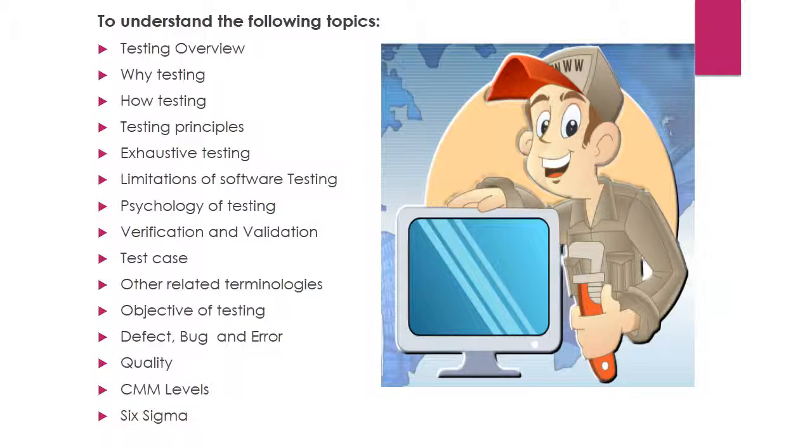What are the different industry-specific terminologies which we need to be aware of as part of QA, as part of our day-to-day job as a tester? What is the objective of the testing? Why do we do the testing? Then we try to elaborate on the differences between defect, bug, and error. These are very commonly used terms from the QA perspective.